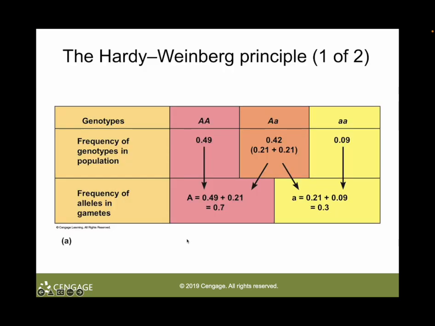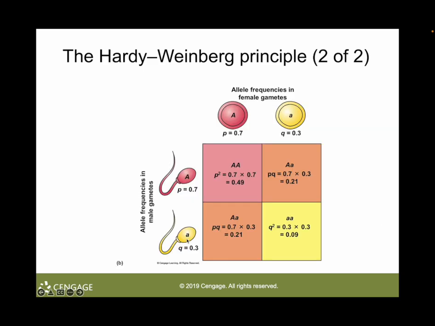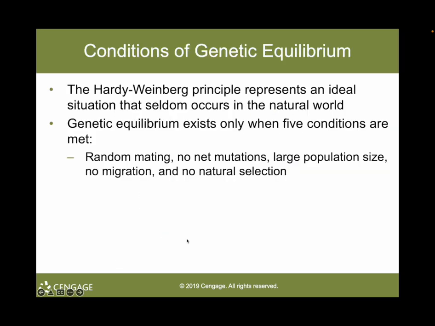So back to Hardy-Weinberg, and this is the problem, but I never have worked it out this way. You will not work it out this way, but I never worked it out that way. So now, genetic equilibrium occurs if certain conditions are met.